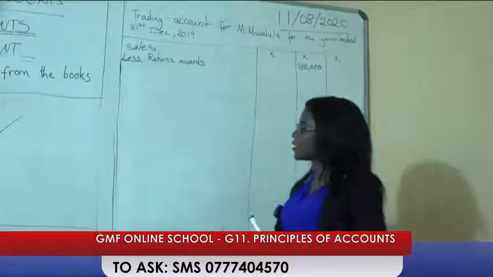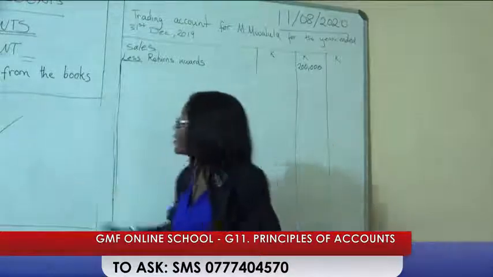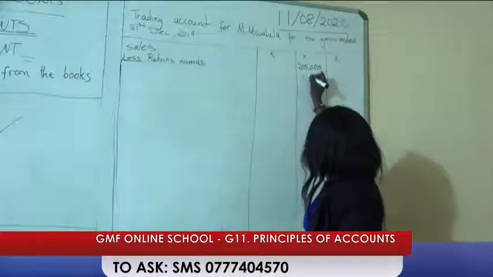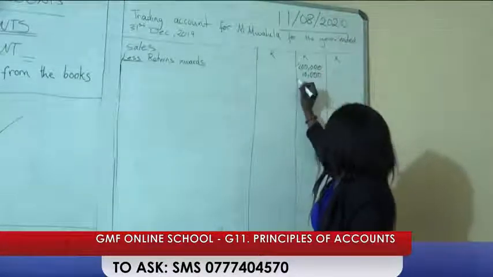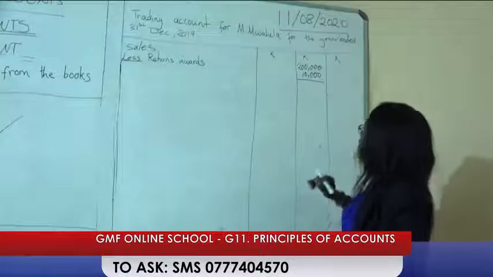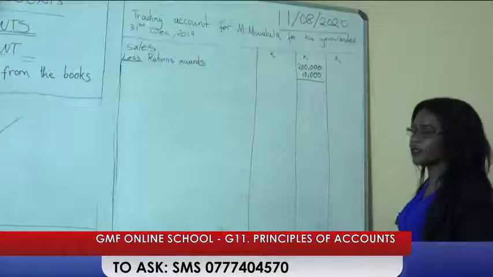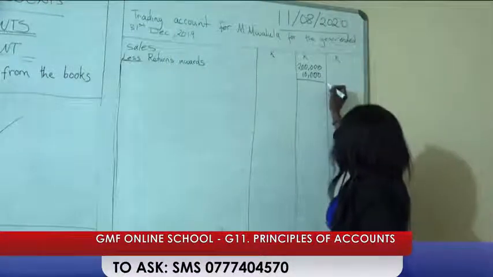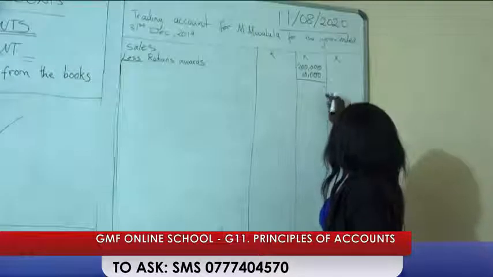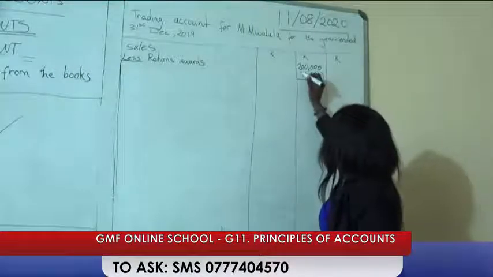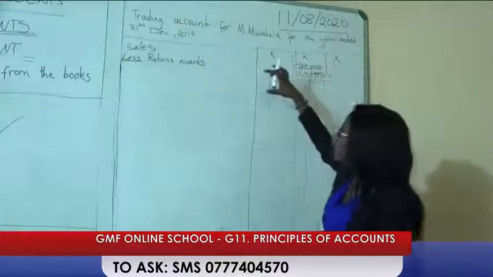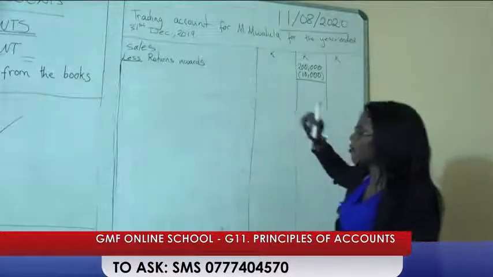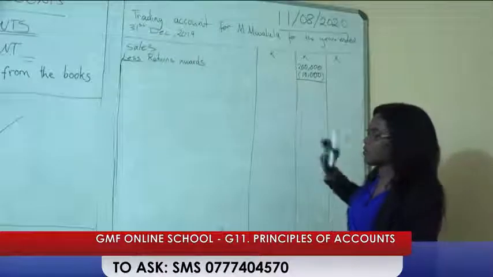How much are the returns inwards there? We have the 10,000, so we're going to put the 10,000 here. We are subtracting the 10,000 from the 200,000. As I mentioned earlier, we are putting the brackets that will help us know, and not easily forget, how these adjustments are being treated under the sales.